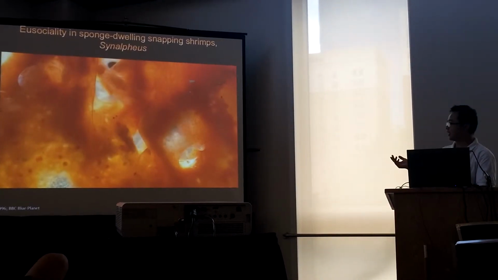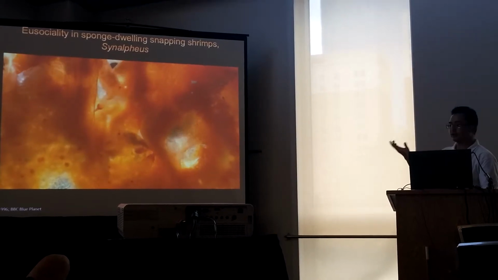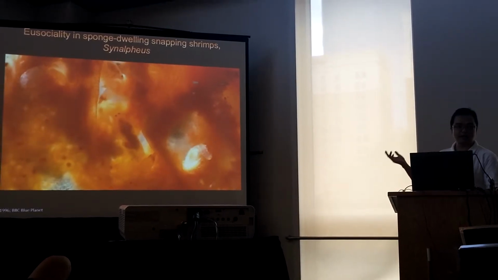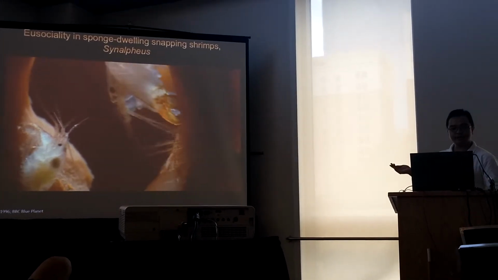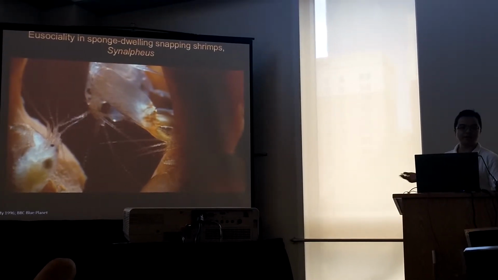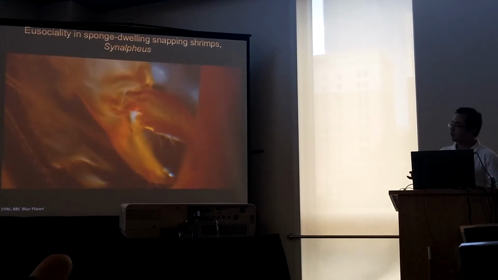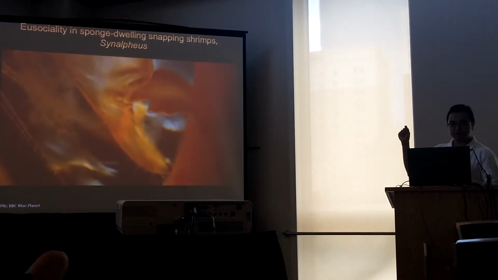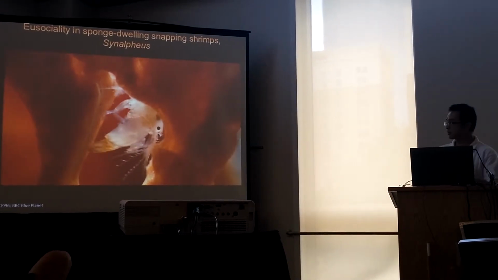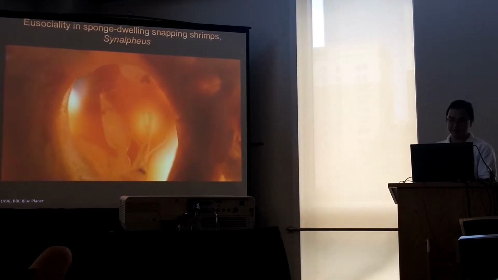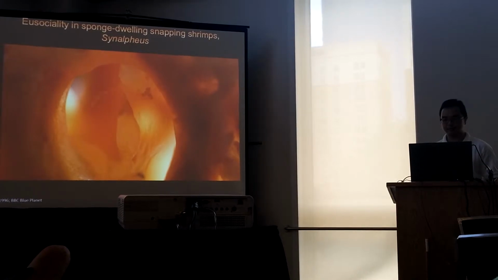And likely because of that, all these workers or colony members are highly related. These workers cooperate to defend the nest, and they have behavioral and morphological differentiation. With this powerful snapping claw, they will even perform a synchronized snap to deter intruders. And most intruders that enter the colony eventually get killed.